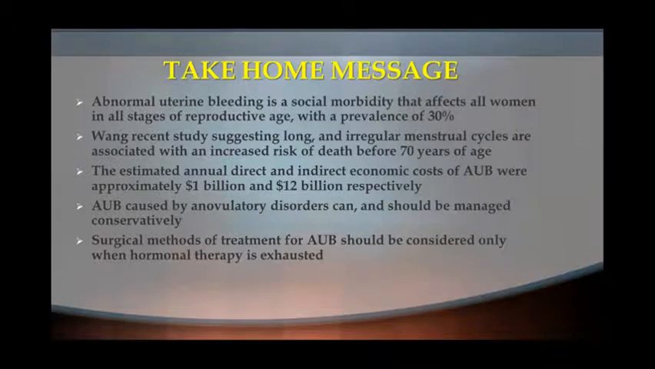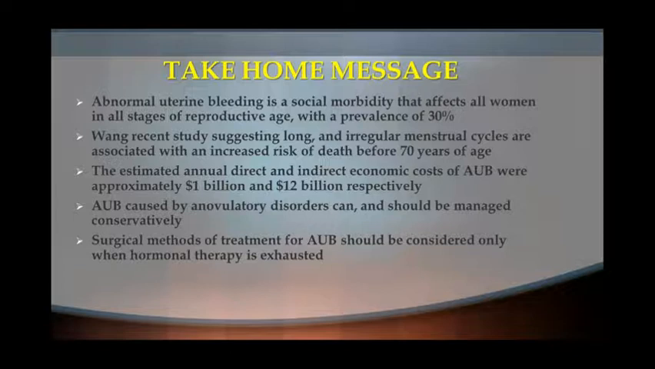So the take-home message is that abnormal uterine bleeding is a social morbidity. It's not a casual incident. Every woman throughout her life will have irregular bleeding. The question is whether it is consistent and whether it is altering the physiological pattern of her life. And we know that abnormal uterine bleeding can affect all stages of reproductive age, and the prevalence that is reconsidered is 30%.